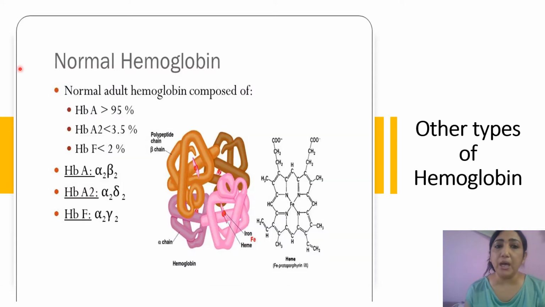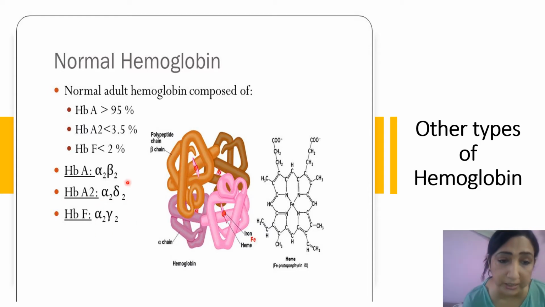Now a little bit about the other types of hemoglobin also. The normal hemoglobin, hemoglobin A, is maximum in normal people, that is 95%. Hemoglobin A2 is less than 3.5%. Hemoglobin F is very important, and we have to know how oxygen is carried in this. The chemical structure of hemoglobin A is two types of polypeptide chain, alpha 2 and beta 2, whereas hemoglobin A2 is alpha 2, delta 2, and hemoglobin F is alpha 2 and gamma 2.